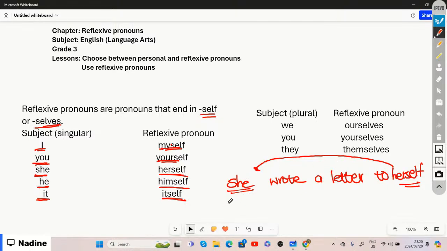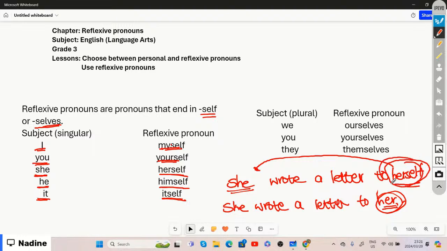herself. But if we say she wrote a letter to her, right? Then her refers to something else or someone else, which means that this is a personal pronoun that is not a reflexive pronoun. A reflexive pronoun ends in self, and it refers back to the subject, which is she. In this case, she wrote a letter to her, it refers to someone else. It does not refer back to she, which is the subject.